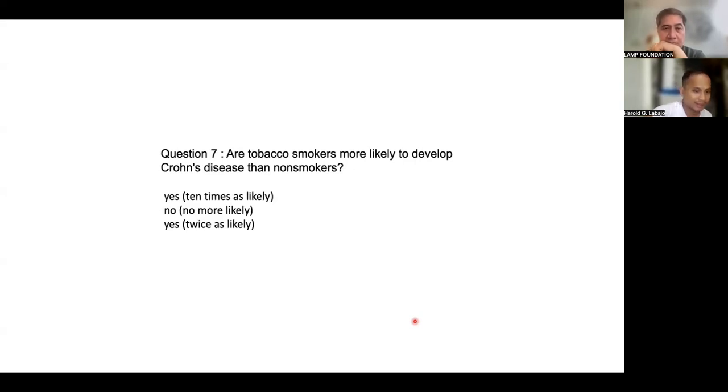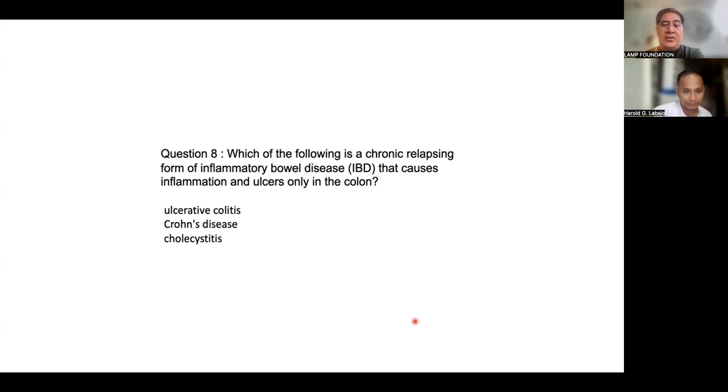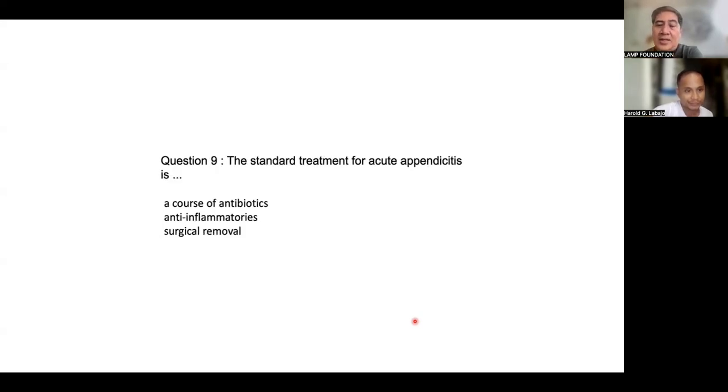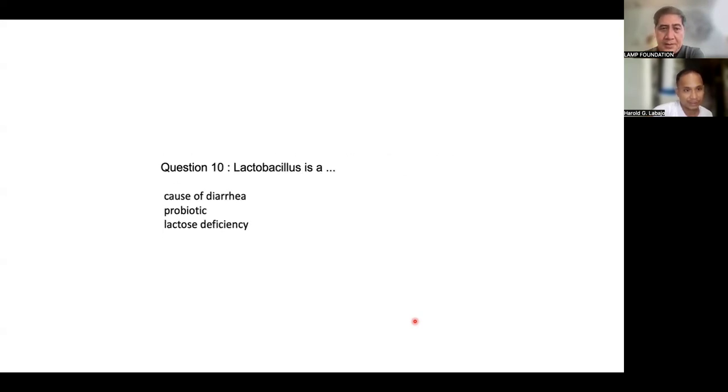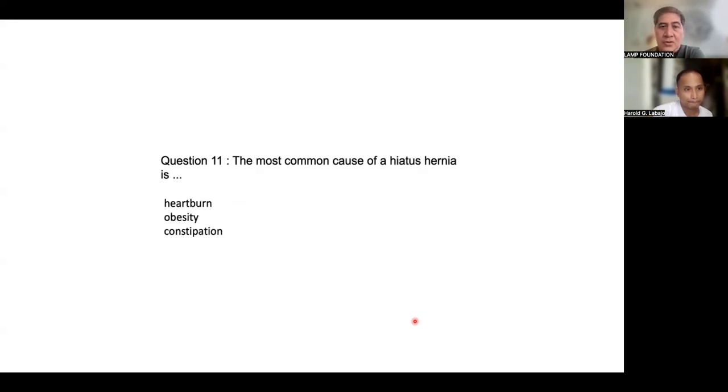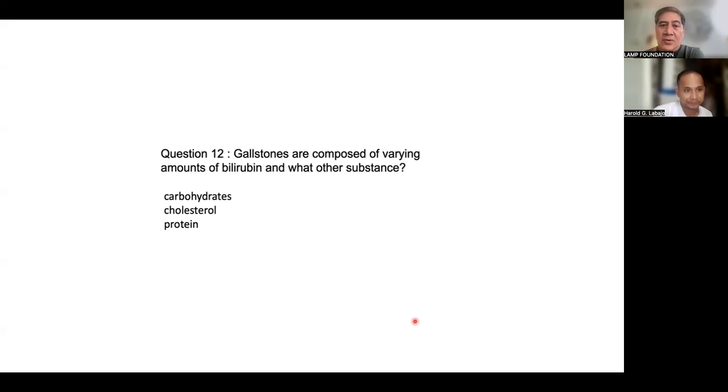Are tobacco smokers more likely to develop Crohn's disease than non-smokers? Yes, twice as likely. Which of the following is a chronic relapsing form of inflammatory bowel disease that causes inflammation and ulcers only in the colon? Ulcerative colitis. The standard treatment for acute appendicitis is? Surgical removal. Lactobacillus is a? Probiotic. The most common cause of a hiatus hernia is? Obesity.